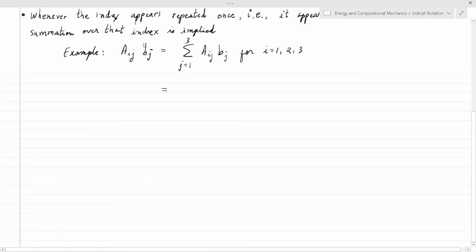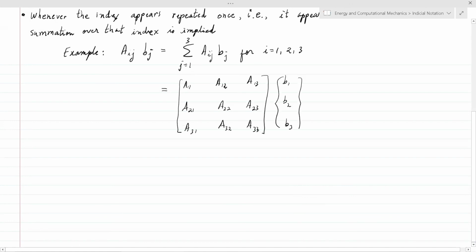And because i is a free index, this is true from j equals 1 to 3, so sum over j. But also i is a free index, so this equation is true for i equals 1, 2, and 3. So there are really 3 equations here. You can see that this right here is A11, A12, and A13. So this is equal to the A matrix times the B vector. So I have the A matrix times B.